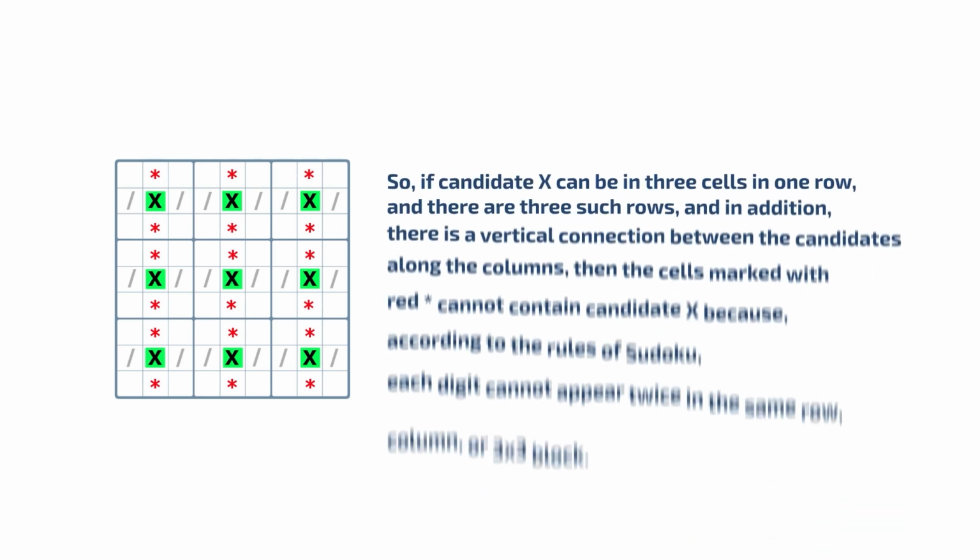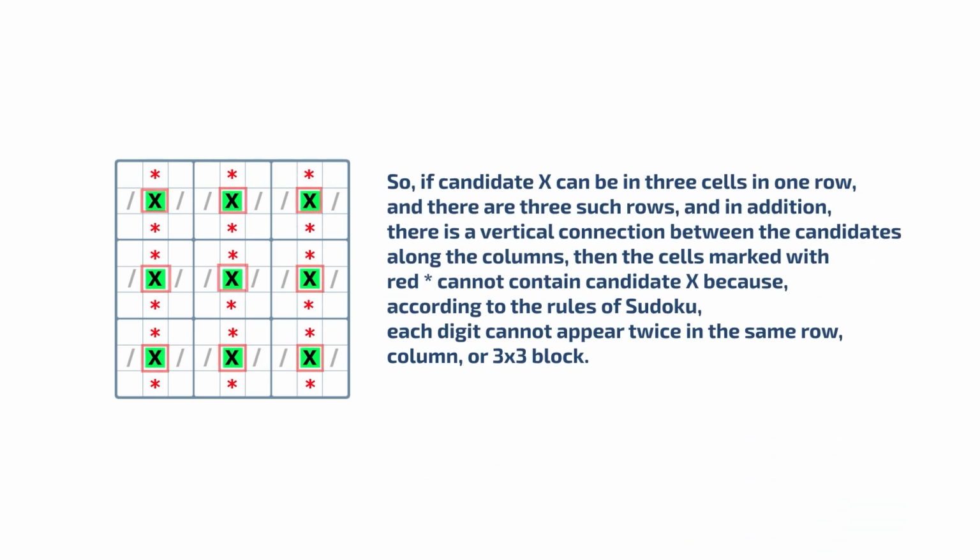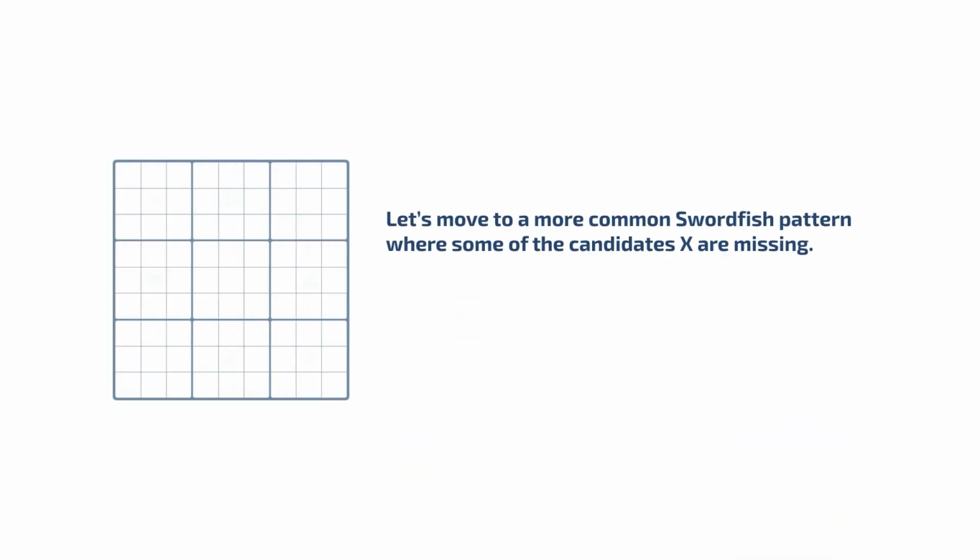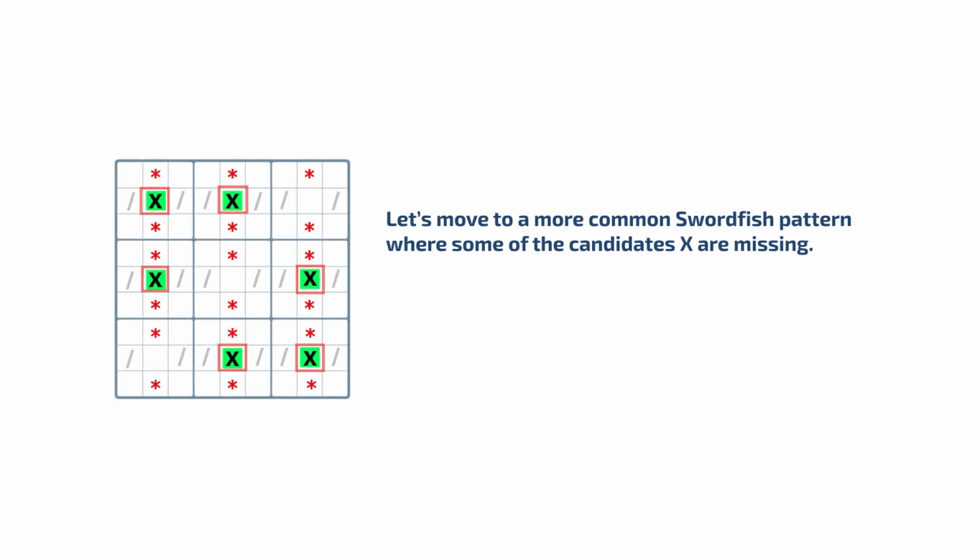So if candidate X can be in 3 cells in one row, and there are 3 such rows, and in addition, there is a vertical connection between the candidates along the columns, then the cells marked with red asterisk cannot contain candidate X because, according to the rules of Sudoku, each digit cannot appear twice in the same row, column, or 3x3 block. Let's move to a more common swordfish pattern where some of the candidates X are missing.